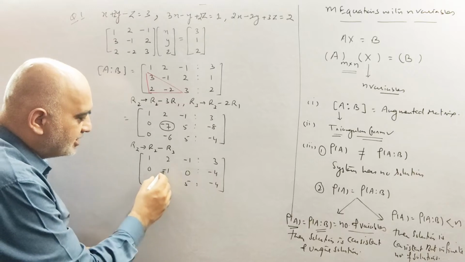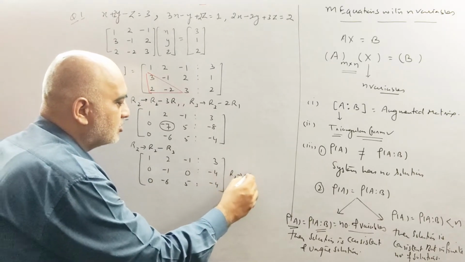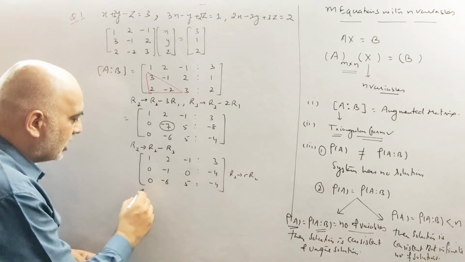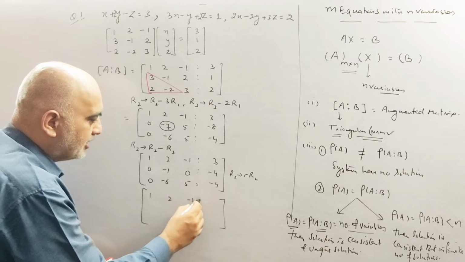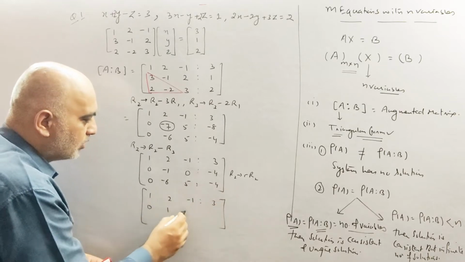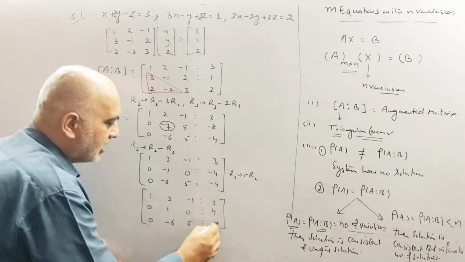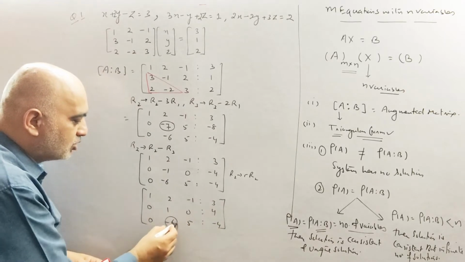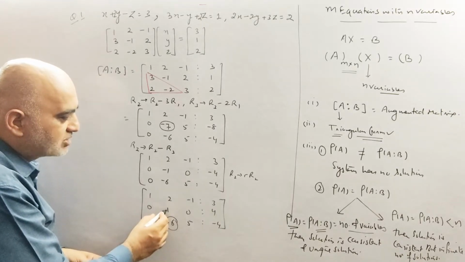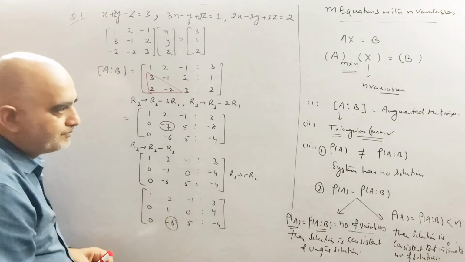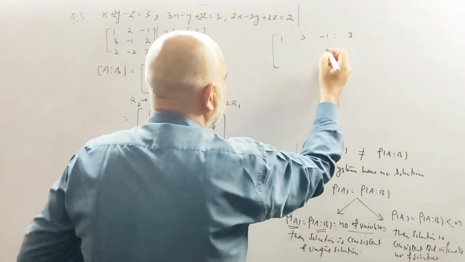Now make this entry equal to 1. So multiplying it with minus 1, R2 changes into minus R2. So R2 changes into minus R2 implies that 1, 2, minus 1, 3, 0, 1, 0, 4, 0, minus 6, 5, and minus 4. Now make it 0 with the help of this one, right? Make it 0 with the help of this one. So what will happen? Now write this equals to same.